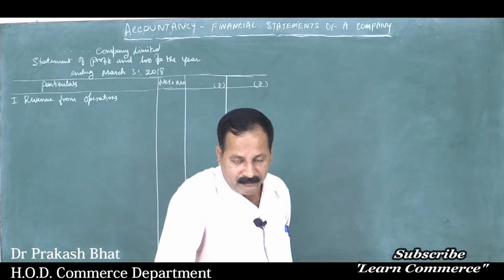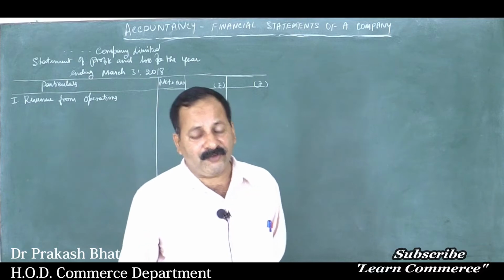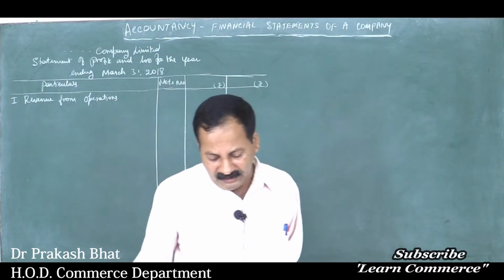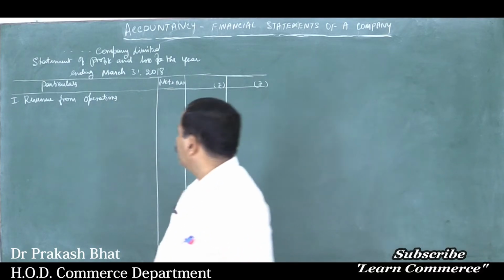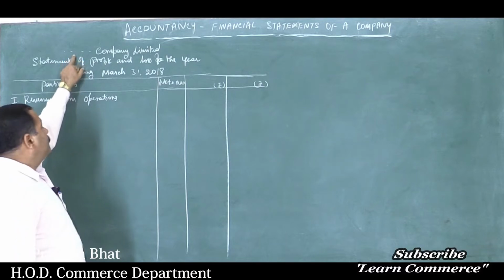Then plant and machinery, not required, balance sheet item. Goodwill, again an intangible asset, should be shown in the balance sheet, not required for us to prepare the statement of profit and loss. Let us prepare statement of profit and loss. I have already drafted it here, so do it fast.